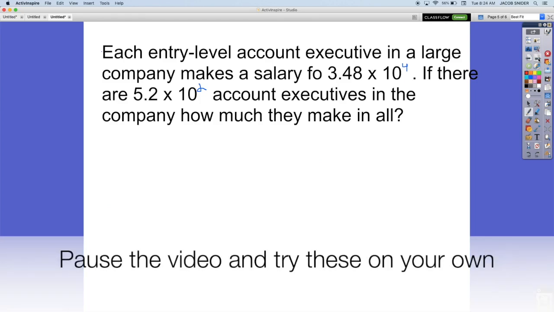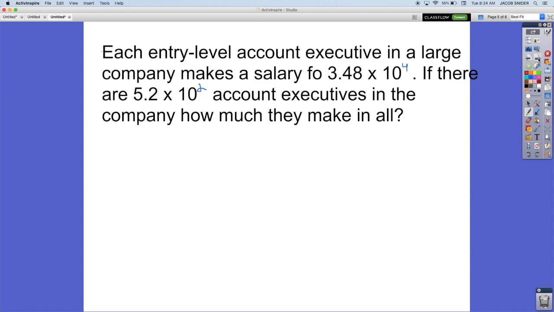Entry-level accountant executives in a large company make a salary of 3.48 times 10 to the 4th power. If there are 5.2 times 10 to the second power account executives in the company, how much will they make in all? Okay, so this is what one person makes, 3.48 times 10 to the fourth. And this is how many people there are in the company that do this job.